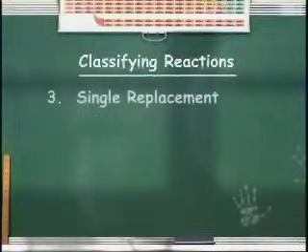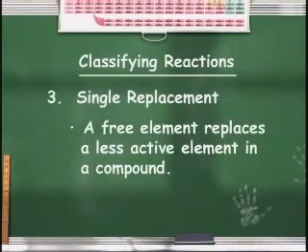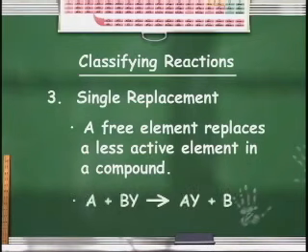You just saw that single replacement reactions occur when a less active element in a compound is replaced by a more active element. These reactions have the general form A plus BY yields AY plus B. In this example, A is more active than B, so A replaces B in the compound.